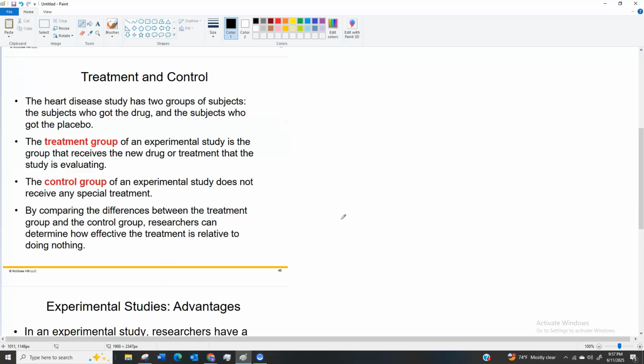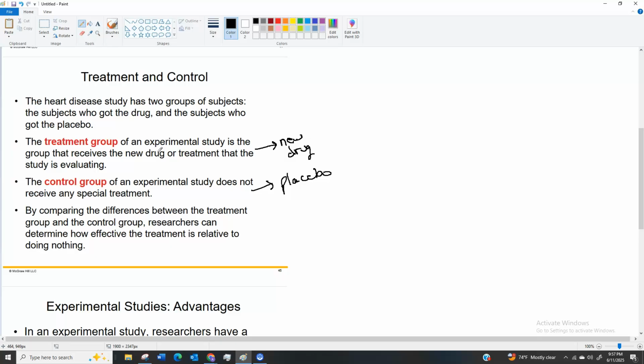In a study, you have the two groups we just mentioned. We mentioned that you had the group that took the medication and the group that had the placebo. So in this example, the treatment group was the group that had the new medication. And then the control group was the group that got the placebo. And by comparing the differences between the treatment group and the control group, the researchers can determine how effective it is.